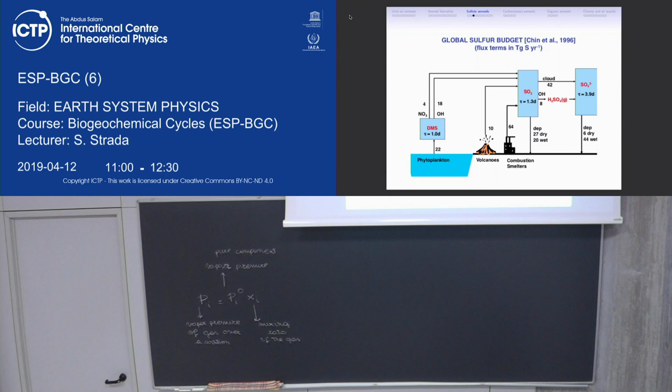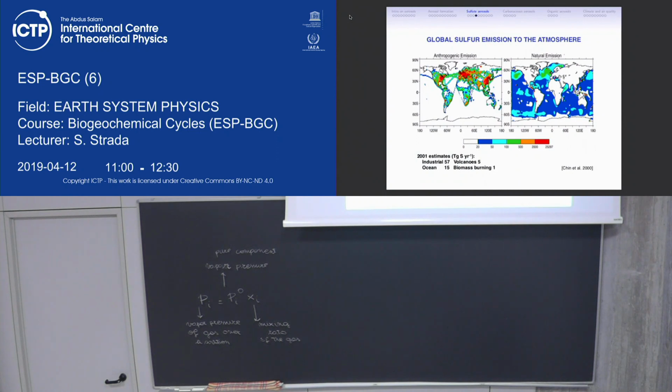And I put in this slide. We have already discussed this slide when we talked about the sulfur cycle, and it's just to remind you how, from dimethyl sulfide or sulfur dioxide, through oxidation we transform dimethyl sulfide to sulfur oxide, and then through oxidation in an aqueous or in a gaseous phase, we move to sulfuric acid and then to sulfate.